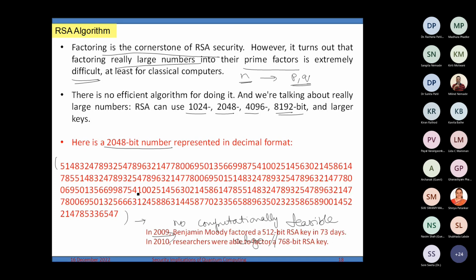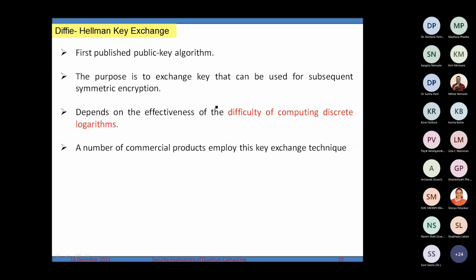So you will notice that in 2009, Moody factored a 512-bit RSA key. It took about 73 days. Subsequently, a 768-bit RSA key was also broken, but the current standard is 1024-bit and more, which is difficult to break with conventional computers. That is about RSA.